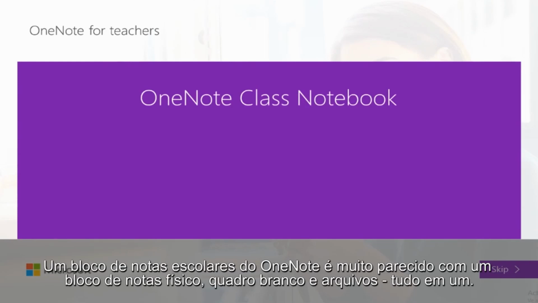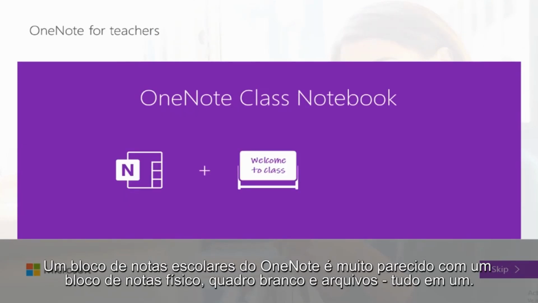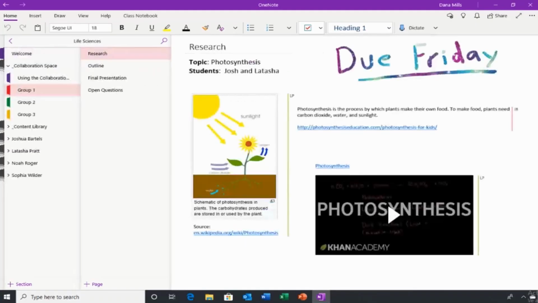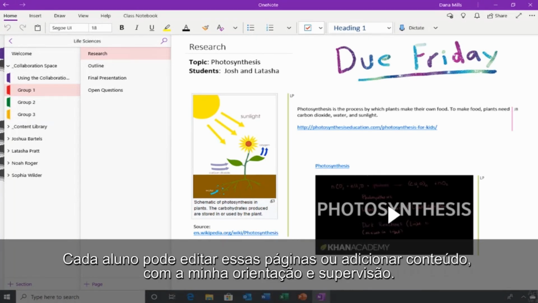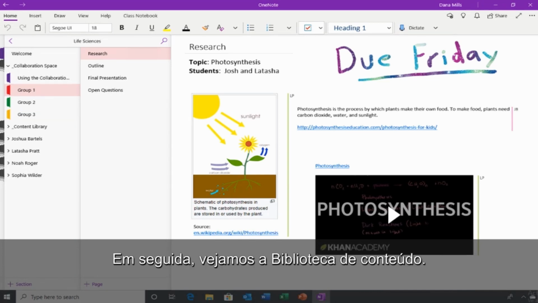OneNote Class Notebook is a lot like a physical notebook, whiteboard, and filing cabinet, all in one. The collaboration space is where I organize group work around things like class projects. It's the section that acts like a class whiteboard. Each student can edit these pages or add content with my guidance and oversight. Next, let's look at the content library.